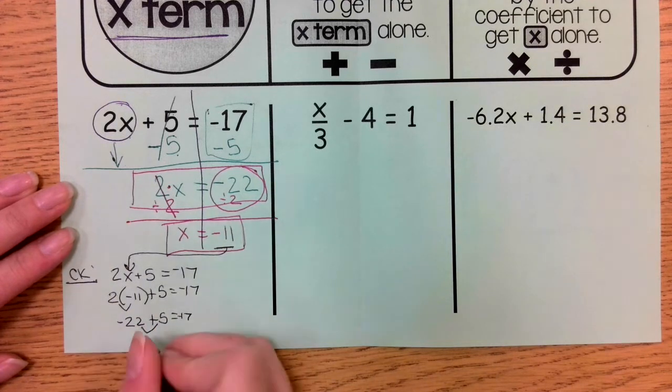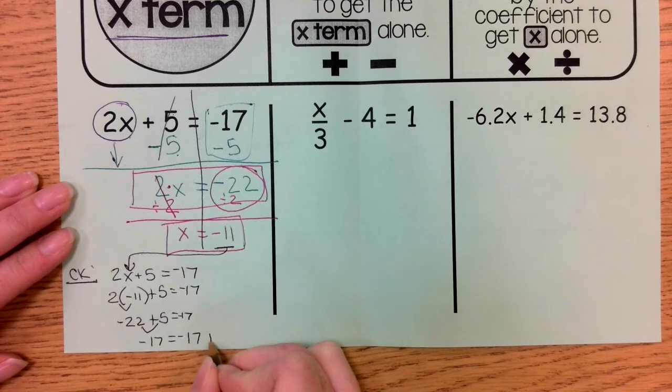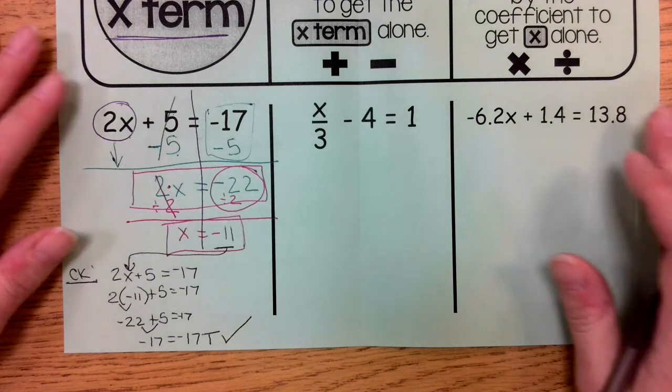Negative 22 plus 5 is negative 17. Is this a true statement? It is. That means I did it right. All right, we're moving on to the next one.